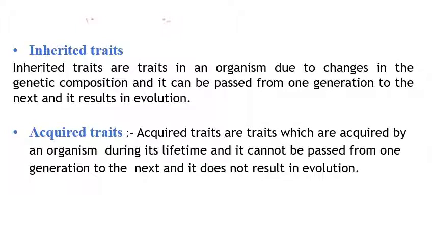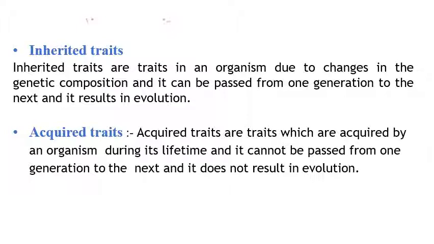Inherited and acquired traits. Inherited traits are the traits or characteristics in an organism due to change in the genetic composition, and they can pass from one generation to the next and result in evolution. This means the change is at the genetic level and it passes from one generation to the next through gametes, and it results in evolution. And acquired traits are the traits which are acquired by an organism during its lifetime and cannot be passed from one generation to the next generation.